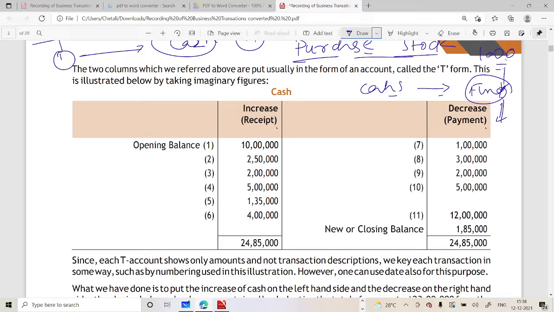So this is also important, which is T shape. This is the format we call like T shape, right? So increase the balances and decrease the balances. The two columns which we referred above are put usually in the form of account called T forms. This is illustrated by taking imaginary figures, right? Opening balance, your debit. Closing balance, again your credit balance.